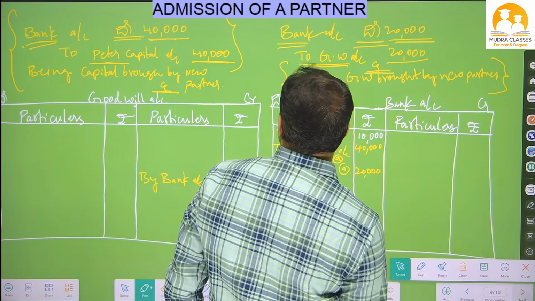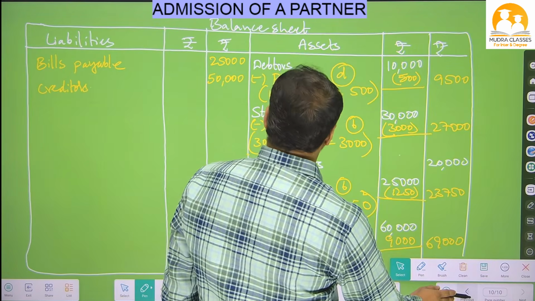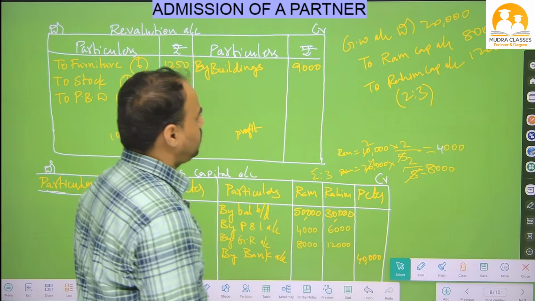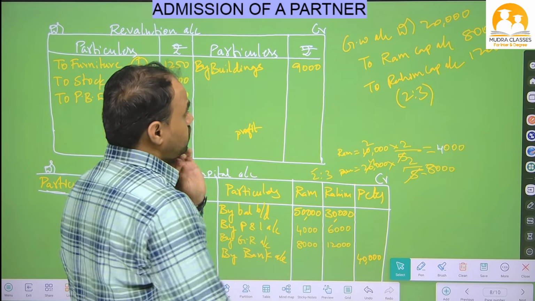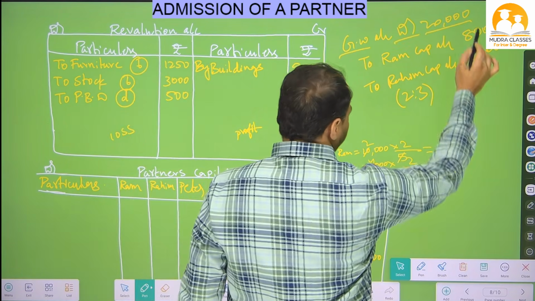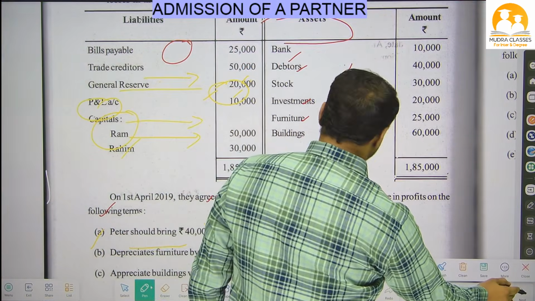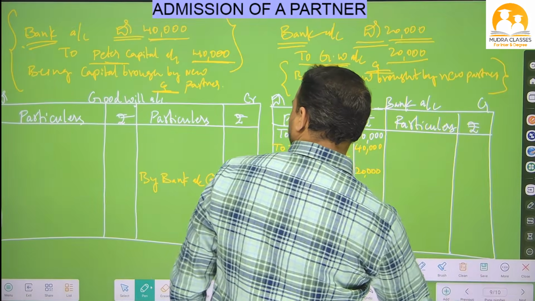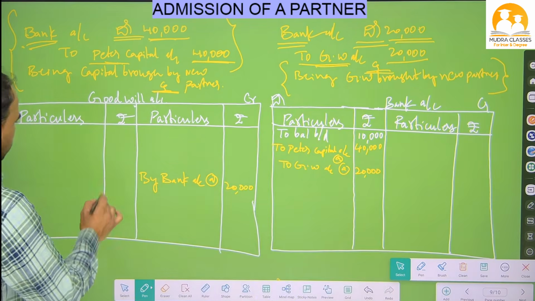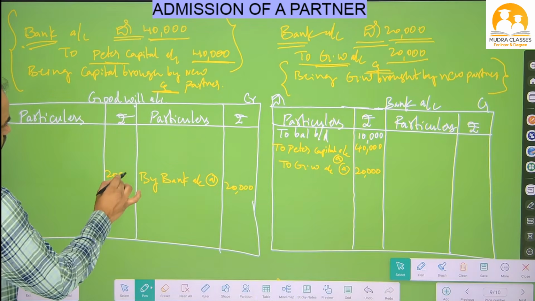See, one more journal entry we written, beta. The journal entry also will post. This is the third journal entry. Okay, so write in goodwill account debit side 20,000. So where is goodwill account? So goodwill account debit side I return 20,000.